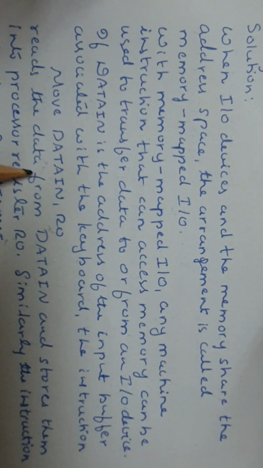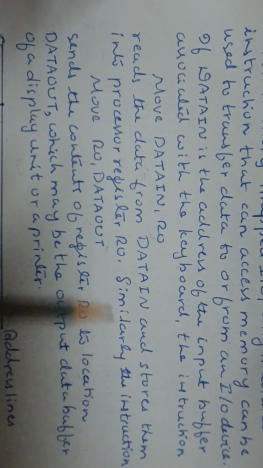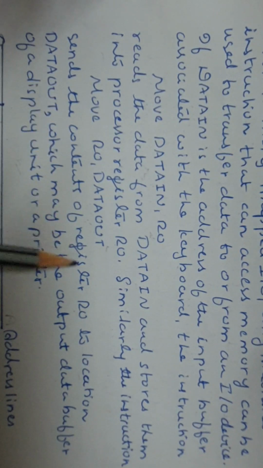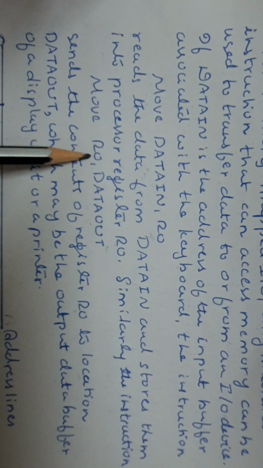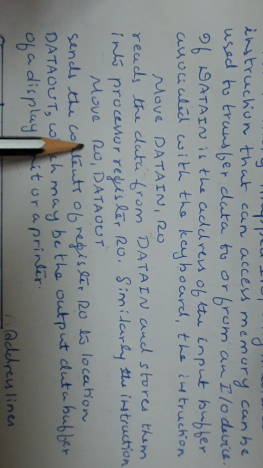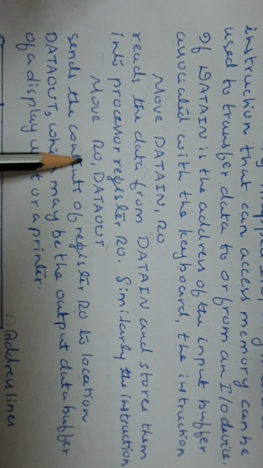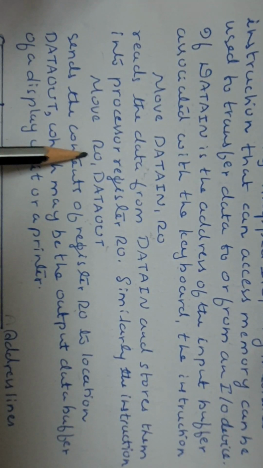This is for reading. Similarly, the instruction move R0, data out sends the content of register R0. So the keyboard read character was kept in register R0. This is a register of the processor. The processor will have n number of registers, R0, R1, R2 till Rn.